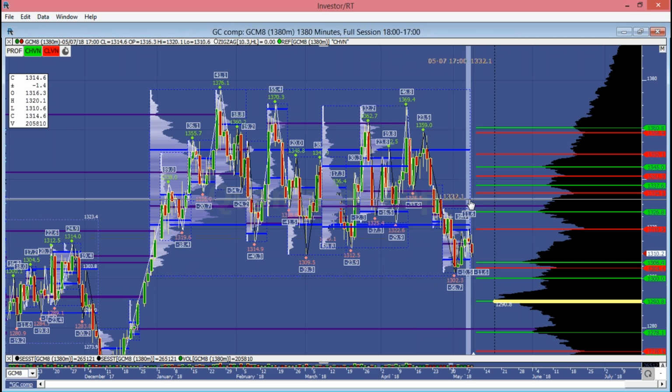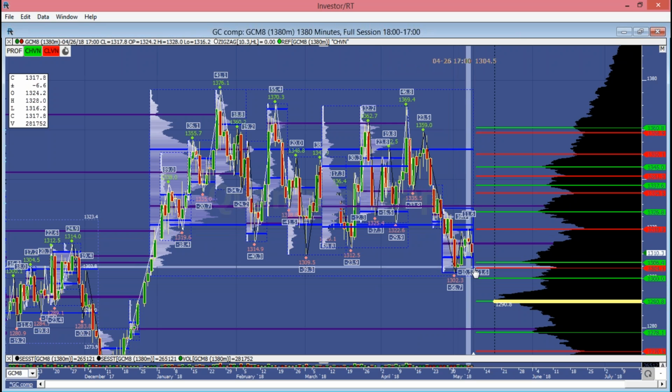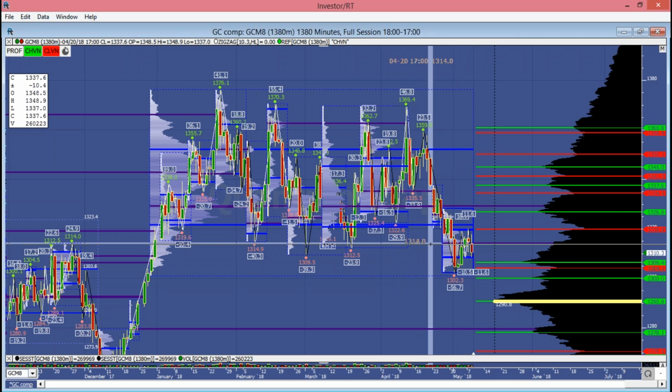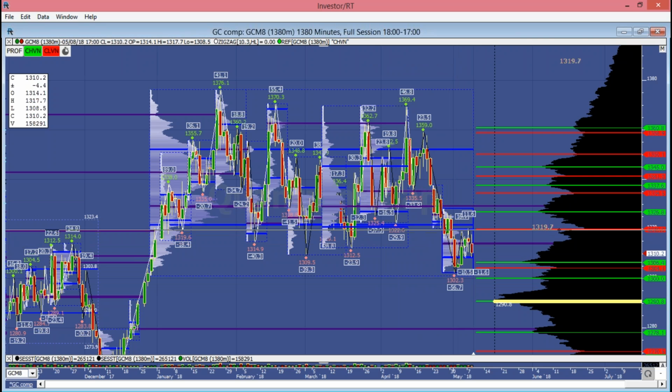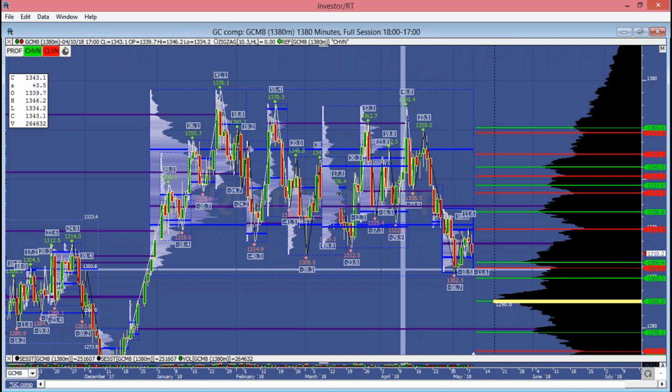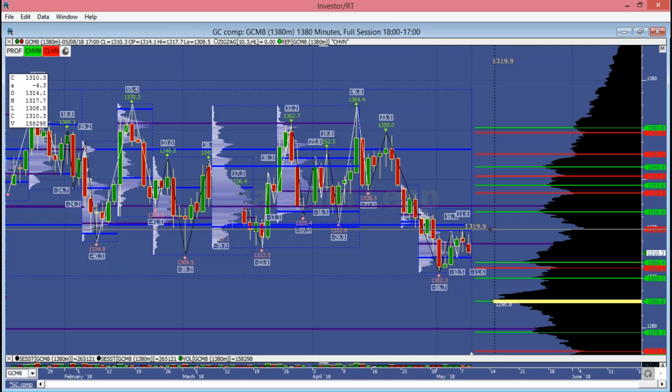Come on, I'm trying to move my profiles over. Current balance is here in the 14. We failed to get above. Remember how important we were talking about that 1919 area, and that we'd likely go down and test the 1300 if we failed it. We failed it. They failed it again on the retest above, and now we're moving our way down. And the value area low is down here at the 1308.60, which is also the low overnight.